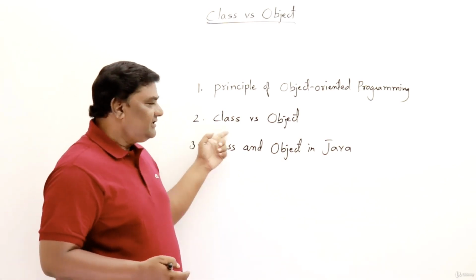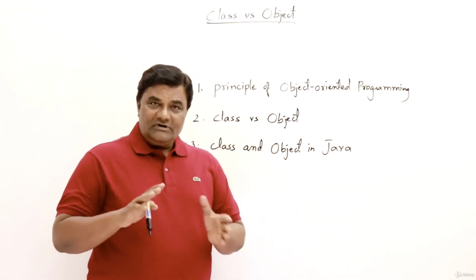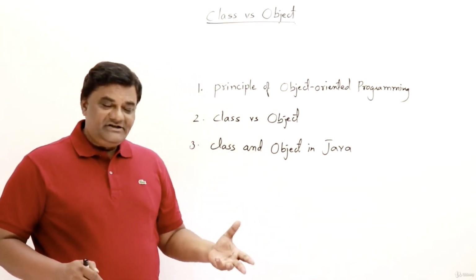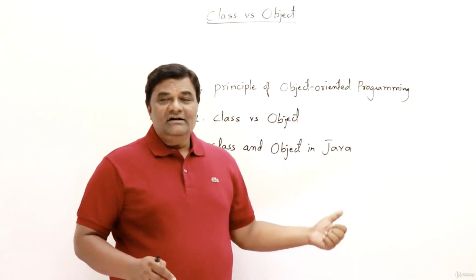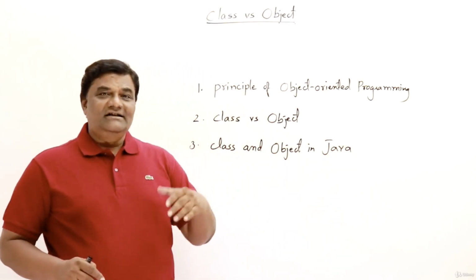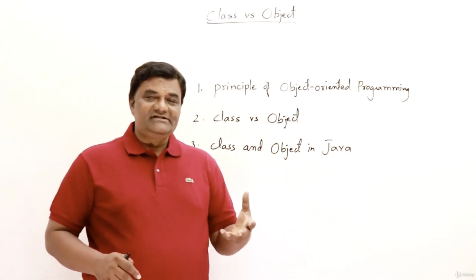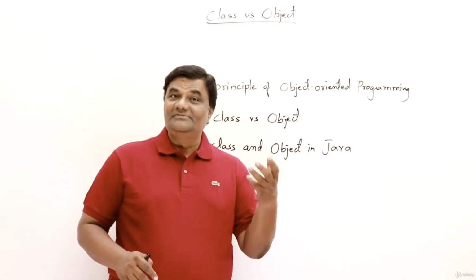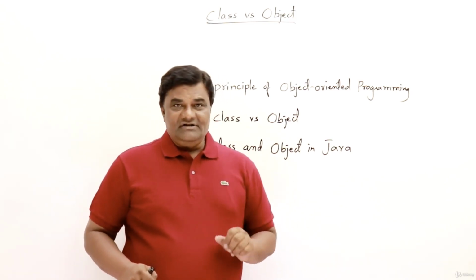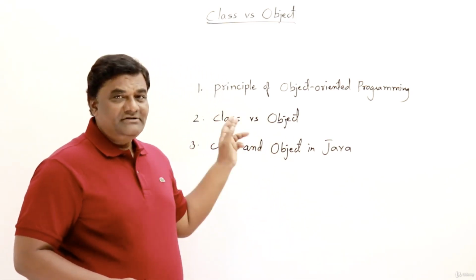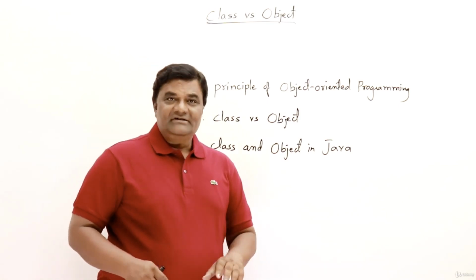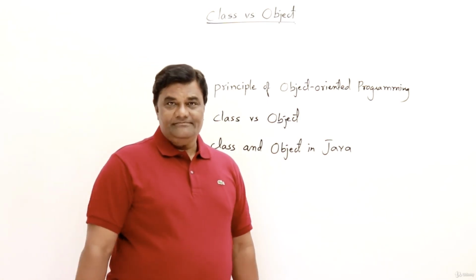Then we will learn about class versus object. What do we mean by class and what do we mean by object? Then we will take an example of a class and an object in Java, and we will see how a class is written and how an object is created in Java. So let us start with the principles of object-oriented programming, that is, the concepts of object orientation.